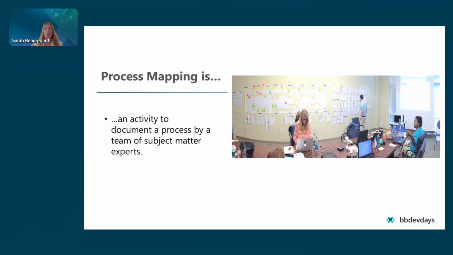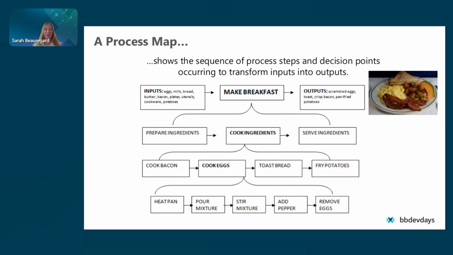So let's see an example here on the next slide. If we talk about what is a process map, it's a sequence of the process steps and decision points that occur during that process to transform those inputs into outputs. On the slide here, we have an example that everyone can relate to around making breakfast. I mentioned I like to cook, so I love cooking breakfast. So the process is making breakfast. The inputs to make our breakfast are things like eggs, milk, bread, etc., that through our process are transformed into outputs, right?